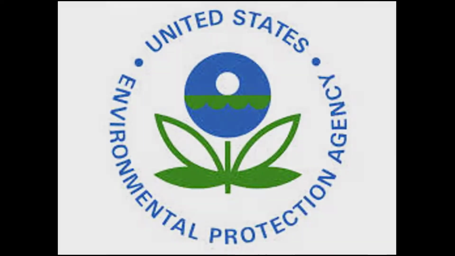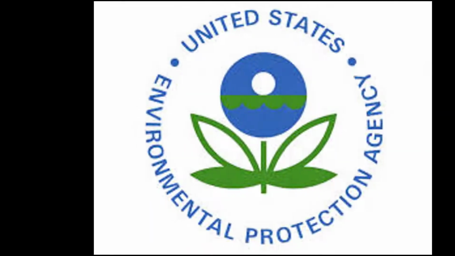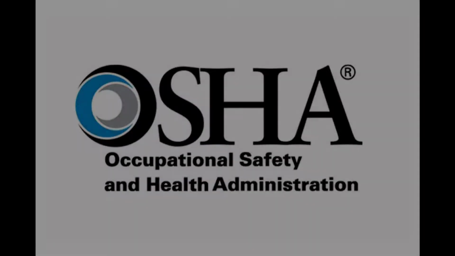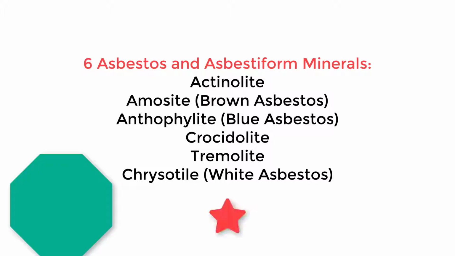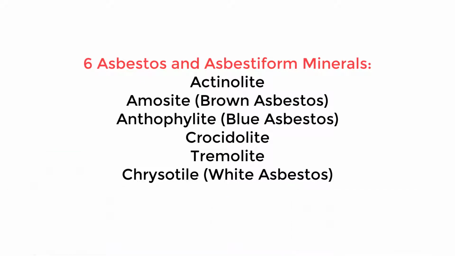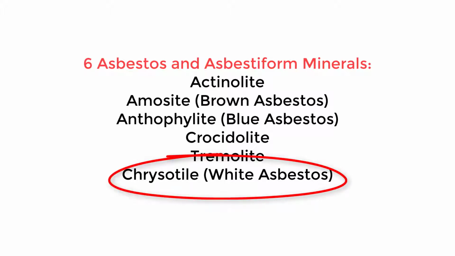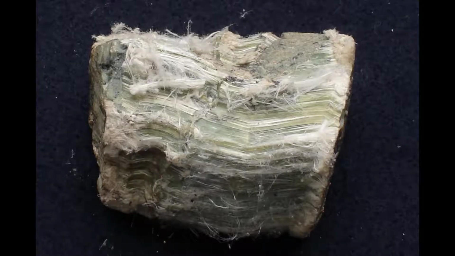However, regulatory agencies such as the Environmental Protection Agency and the Occupational Safety and Health Administration, OSHA, recognize 6 asbestos and asbestiform minerals. These asbestiform minerals differ in size, shape, and chemical constituents. They are long, thin, fibrous crystals that are durable, incombustible, and chemical resistant. The most common of them is chrysotile, also known as white asbestos or serpentine asbestos. The fibrous form of the mineral serpentine is the best known type and accounts for 95% of all asbestos in commercial use.